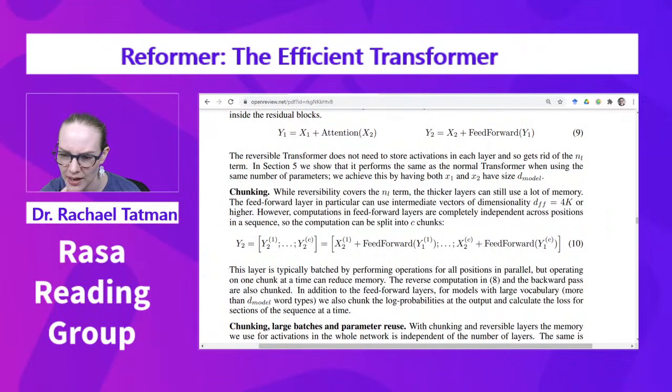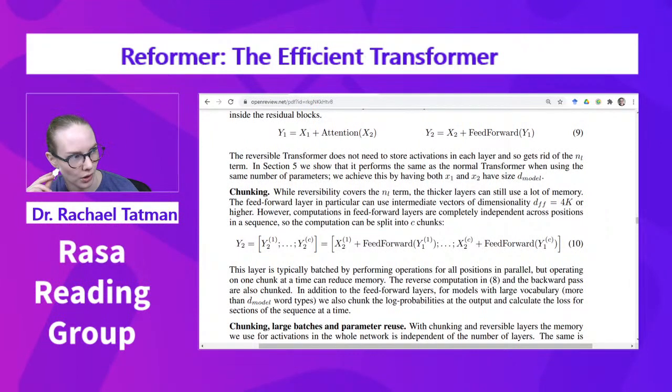Okay, so they're saying we're chunking the feed-forward parts of the model, and we're also doing the backward pass from the one above, where you just recompute it every time and you don't store it in memory. And we're also chunking the log probabilities at the output.